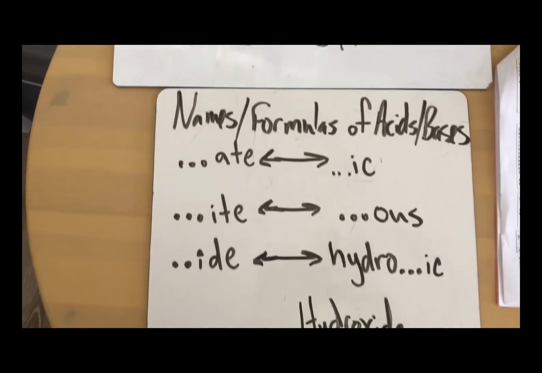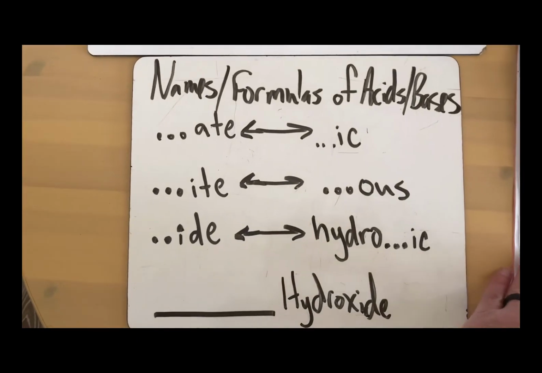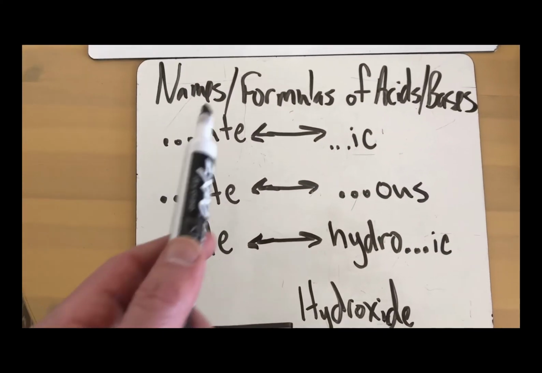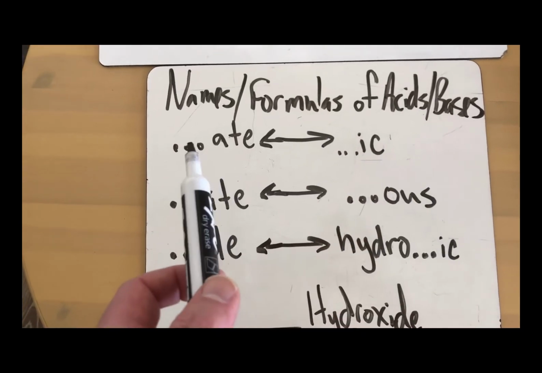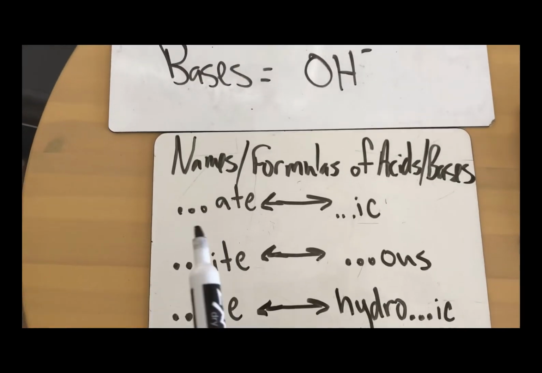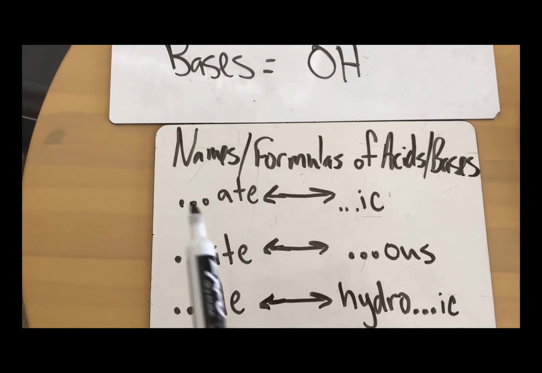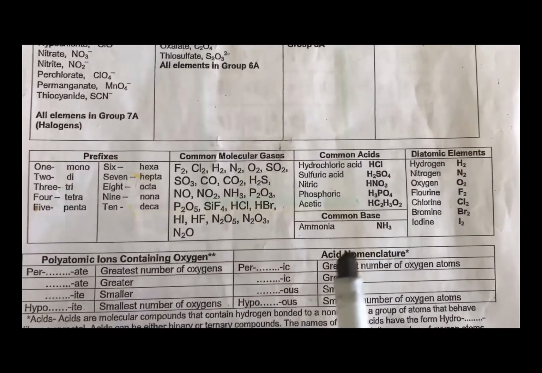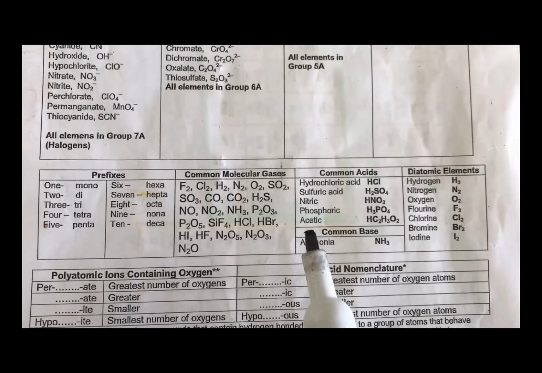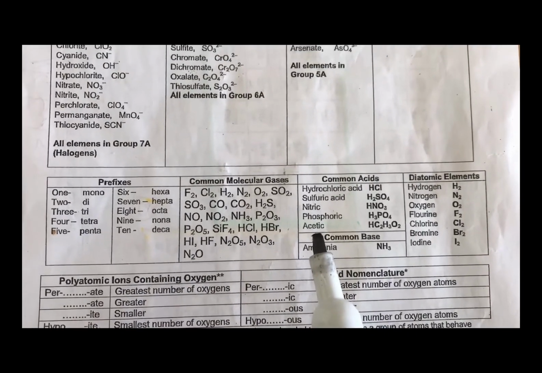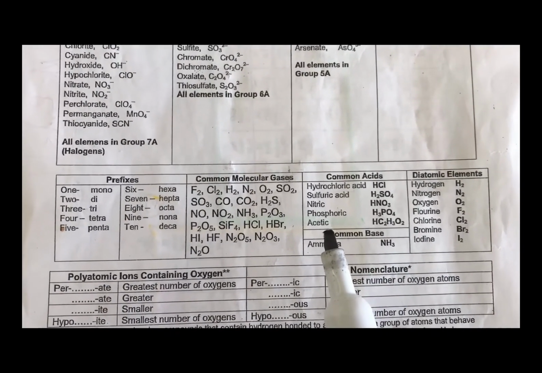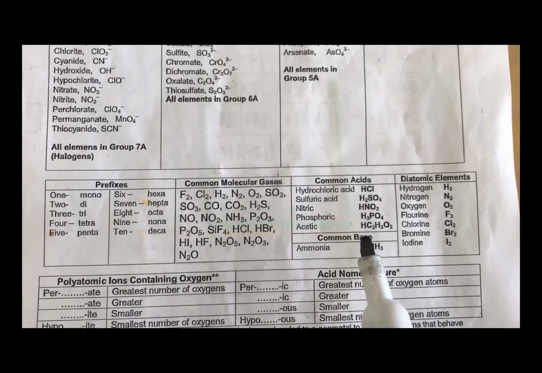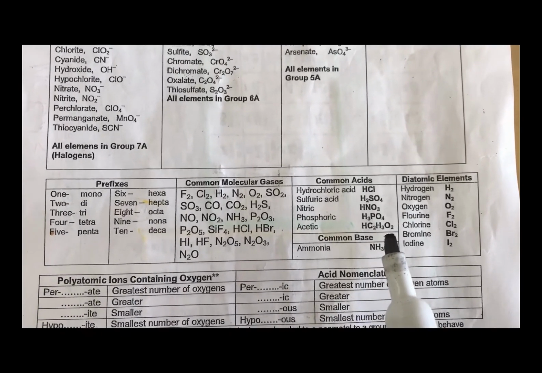So these are the rules for naming acids and bases. We said it was going to be hydrogen acetate, that would be its chemical name, but we change the ending when it's an acid. If we take a look at the back of our periodic tables, we see that instead of hydrogen acetate, we just call it acetic acid, HC2H3O2.